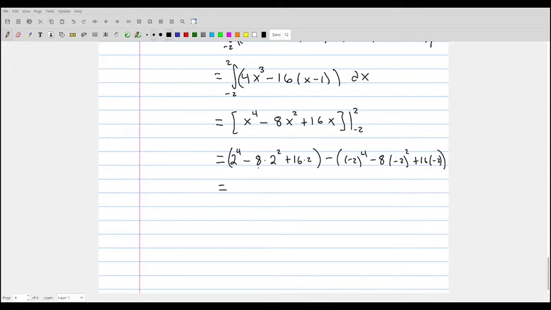And when we go through and simplify this, 2 to the 4th minus -2 to the 4th is 0. We have this -8 times 2 squared minus -8 times -2 squared, which will be 0 as well. And then lastly we have 16 times 2 minus -16 times 2, which is going to be 16 times 4. So our final value for this integral is 64.